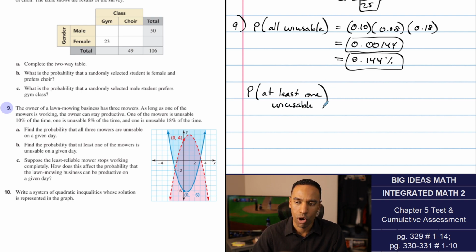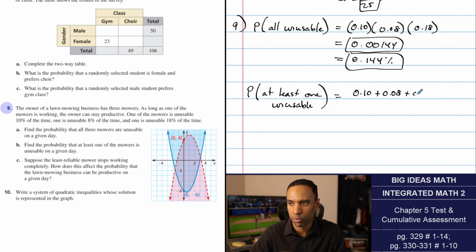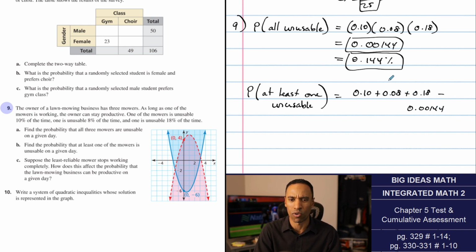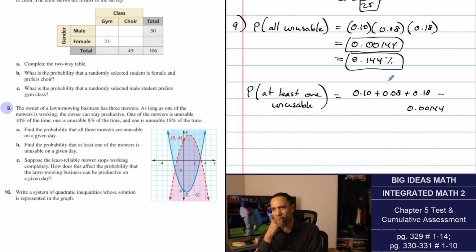Okay, because there's some overlap here, right? Because the and case. So that's going to be 0.10 plus 0.08 plus 0.18 minus all of them being unusable. So 0.00144. At least that's the way that I'm going about that. I don't know if that's right. I'm not really sure that that's how that one works because it's not just all 3. There's a different form of overlap here.